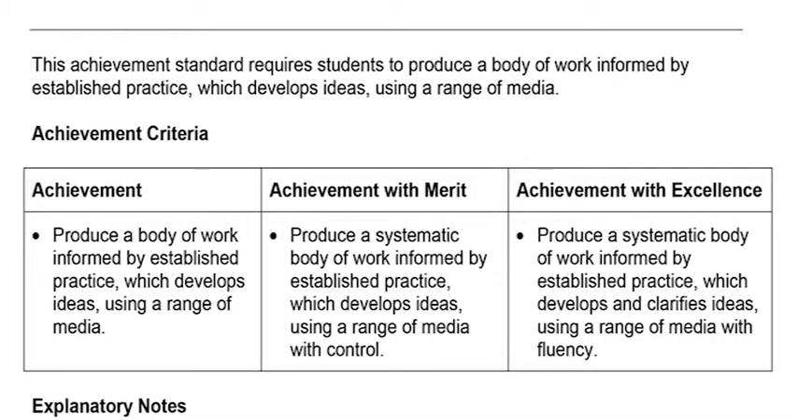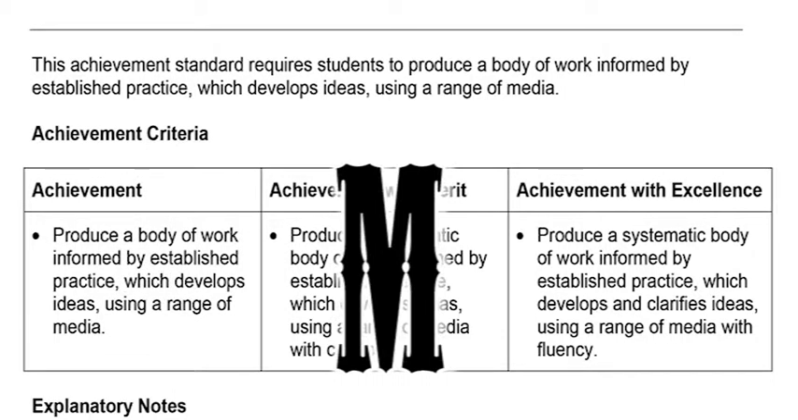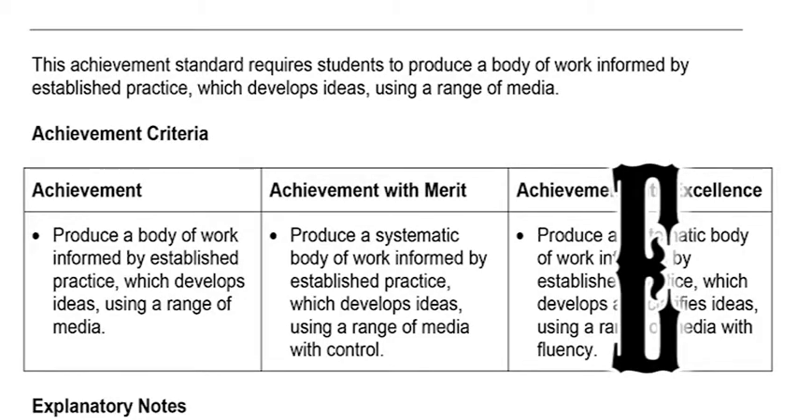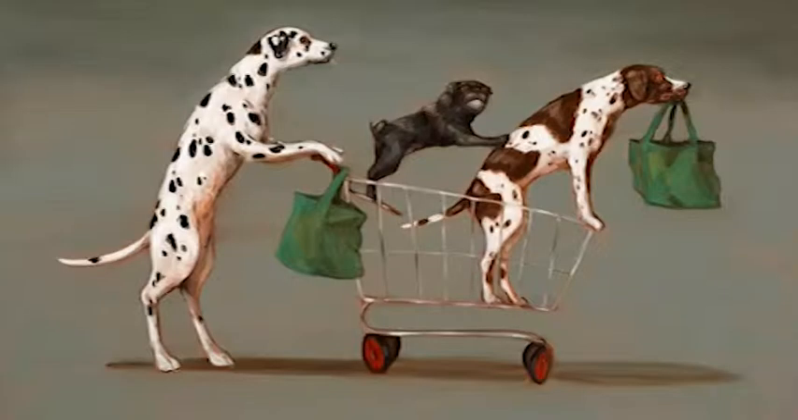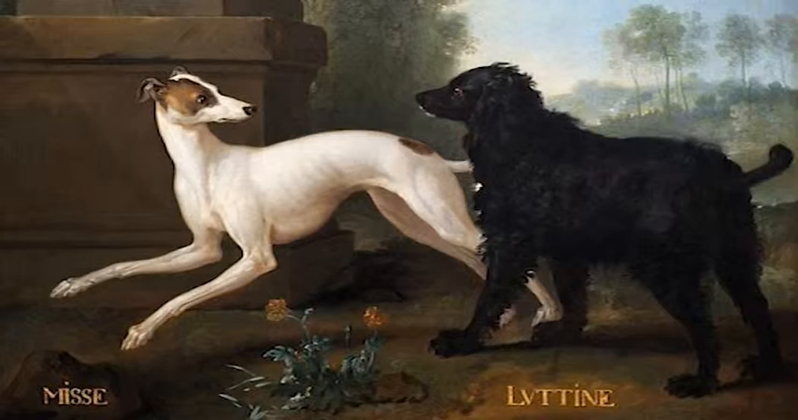There are 4 grades of achievement criteria. Achieved, A, for a satisfactory performance. Merit, M, for a very good performance. Excellence, E, for outstanding performance. And not achieved, N, if students do not meet the criteria of the standard. The achievement criteria describes different levels of achievement by the students.